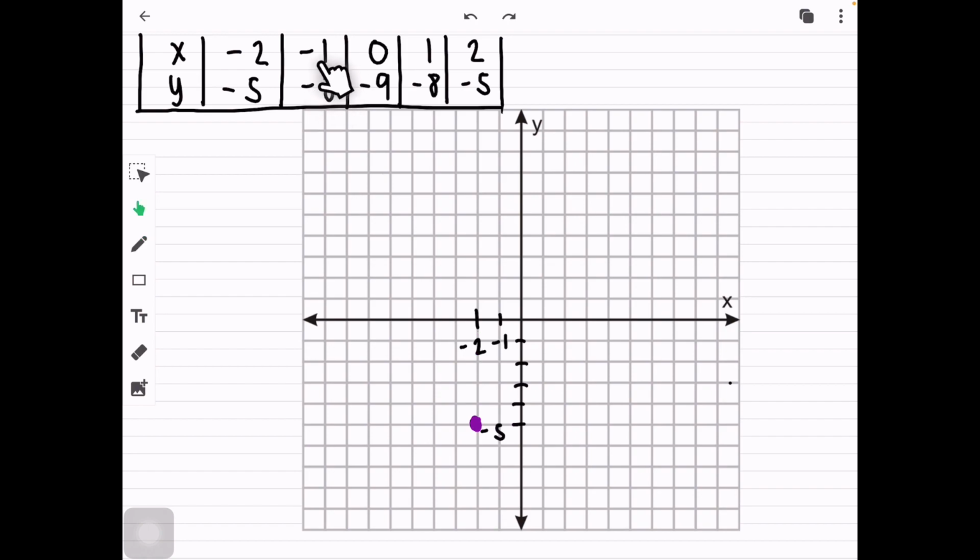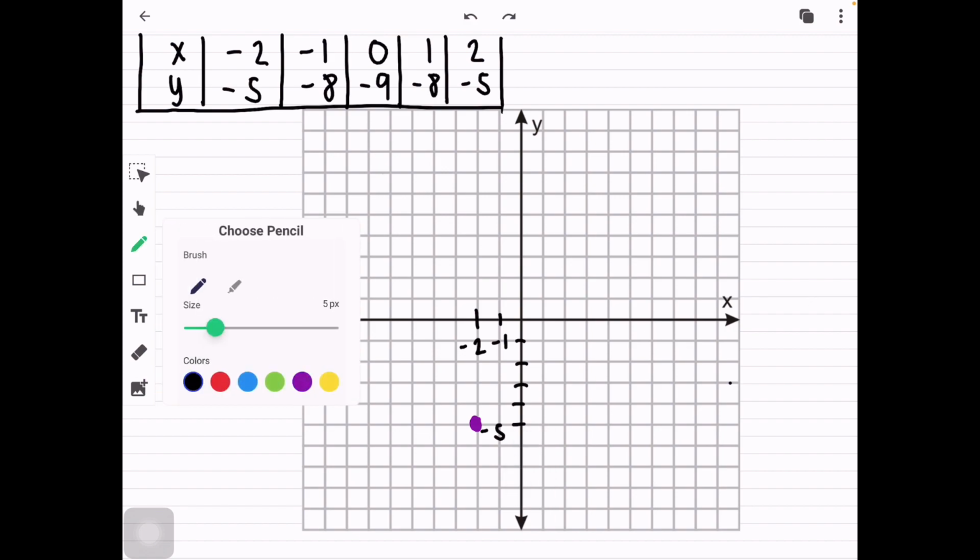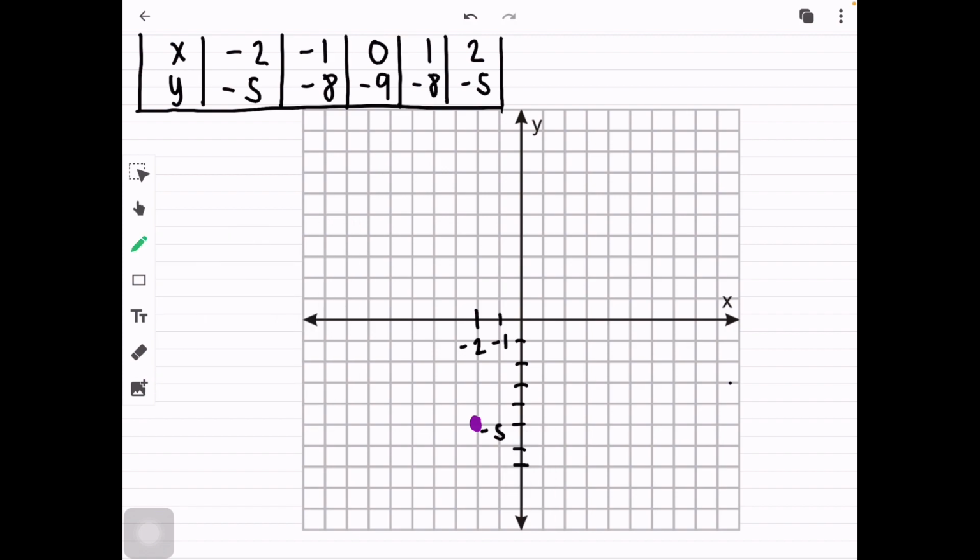Next, we have negative 1 sa x. Ito yun. Sa x, negative 1. And then, negative 8 sa y. Alam natin na hindi dito yung sa baba. So, we have 6, 7, 8. Okay, magkikita si negative 1 at saka si negative 8. Yes. Dito sila magkikita. Dito ko na nalagay sa kabila yung negative 8. Diyan sila magkikita. Ngayon naman, we have 0, negative 9.